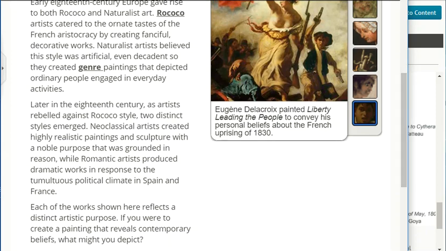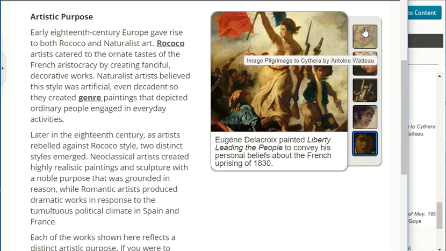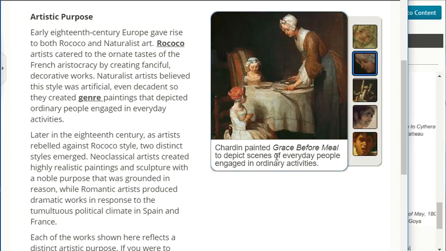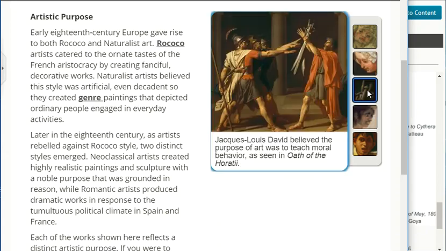Each of the works shown here reflects a distinct artistic purpose. If you were to create a painting that reveals contemporary beliefs, what might you depict? Antoine Watteau's Pilgrimage to Cythera catered to the ornate tastes of French royalty and aristocracy. Chardin painted Grace Before Meal to depict scenes of everyday people engaged in ordinary activities.